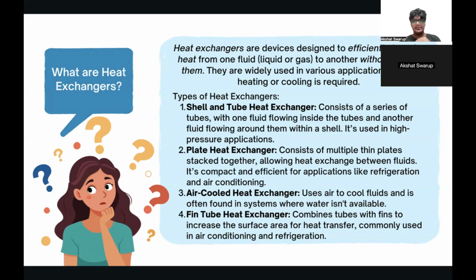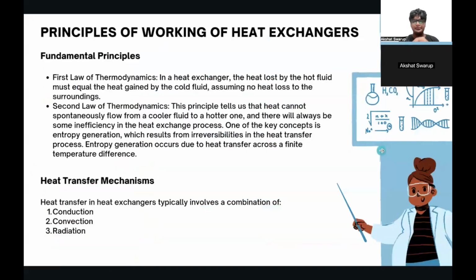There are plate heat exchangers, which consist of multiple thin plates which are stacked together, allowing heat exchange between fluids. And then there are air-cooled heat exchangers, which use air as the cooling fluid, and it is often found in systems where water isn't available, like your computers. And then lastly, there are fin tube heat exchangers, which focus on increasing the surface area, which maximizes the heat transfer, and it is used in air conditioning and refrigeration.